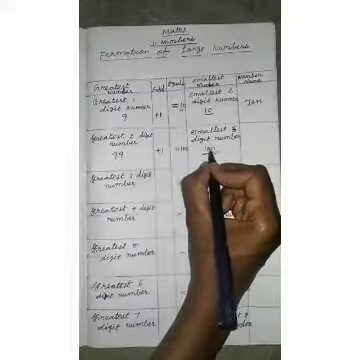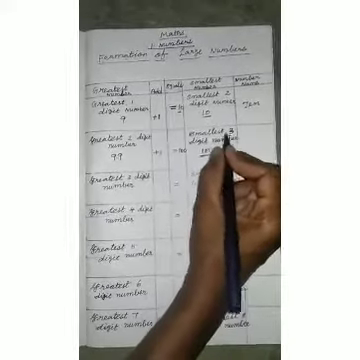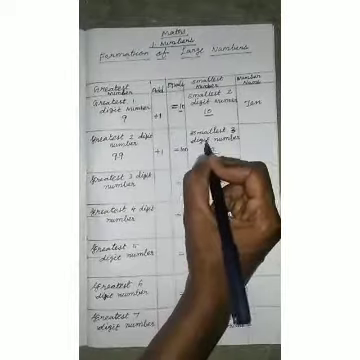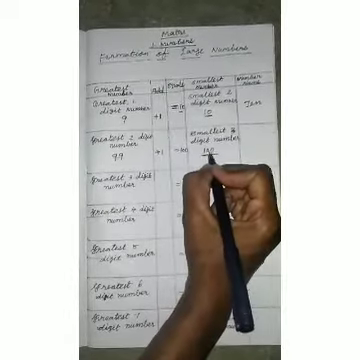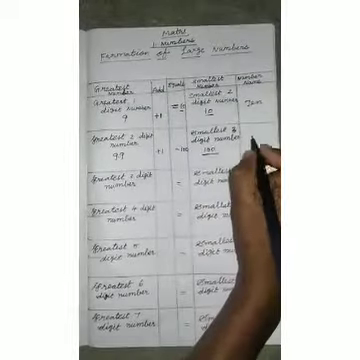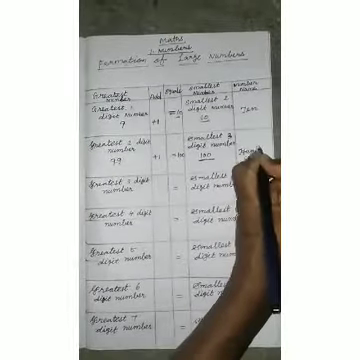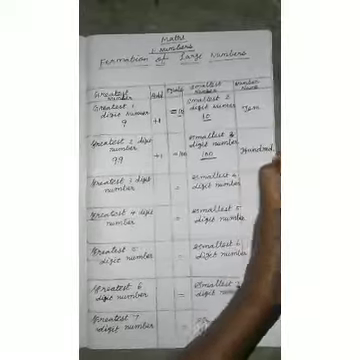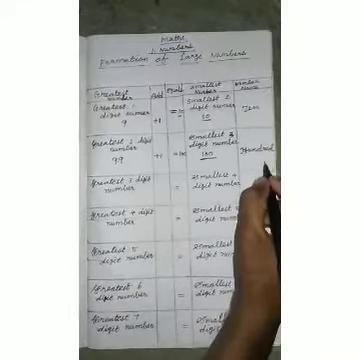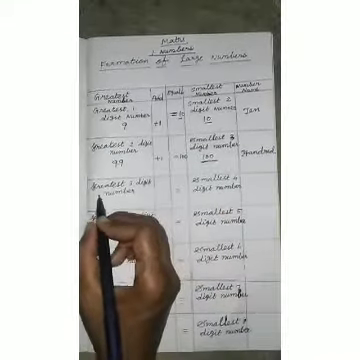Smallest 3 digit number is 100. Now what is the number name? H-U-N-D-R-E-D, 100.